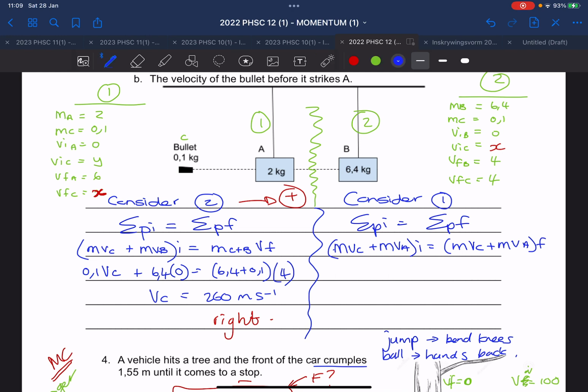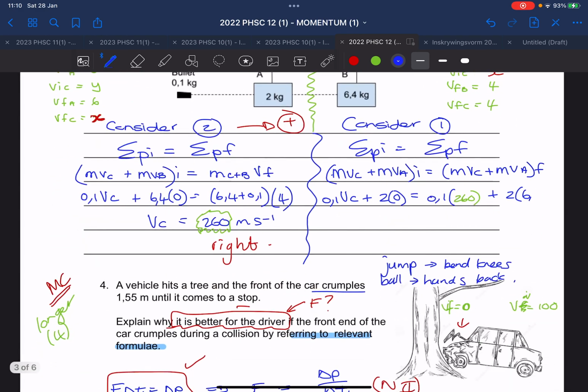Okay, so the mass of C is 0.1. And the velocity we don't know. The block A is 2, the velocity is 0. And then we have 0.1, and we just calculated the velocity to be 260 at the end, so it's 260. And 2 times 6. Just 6.